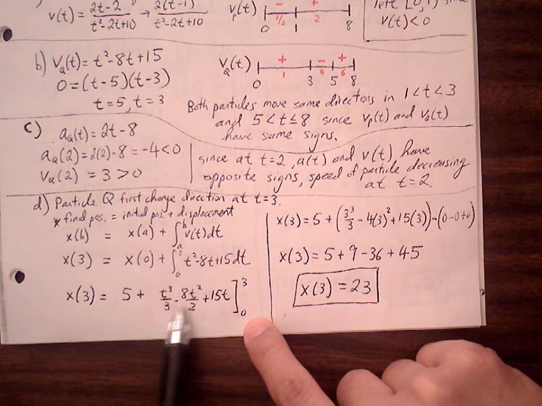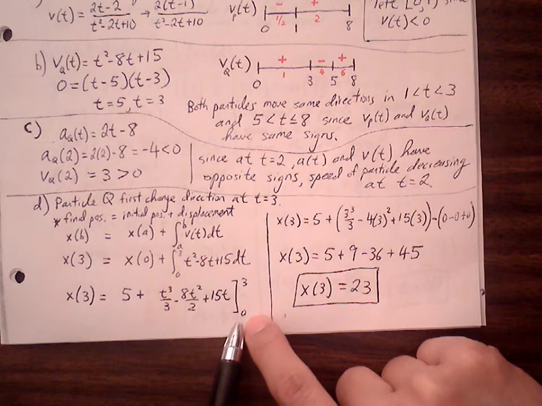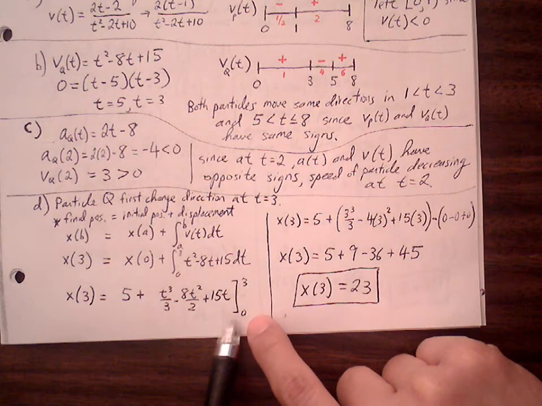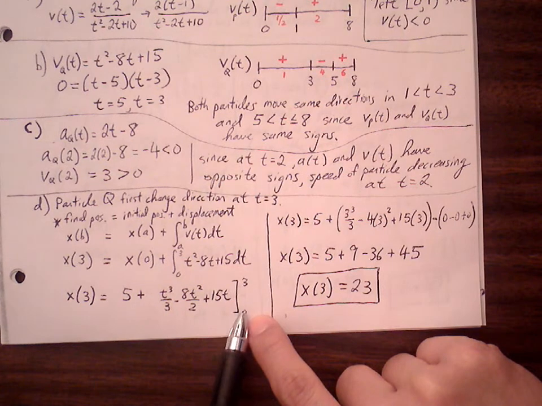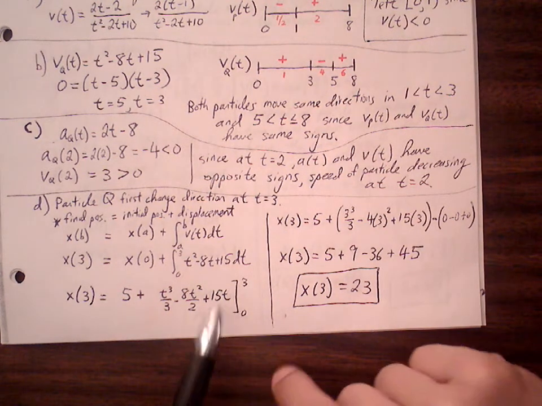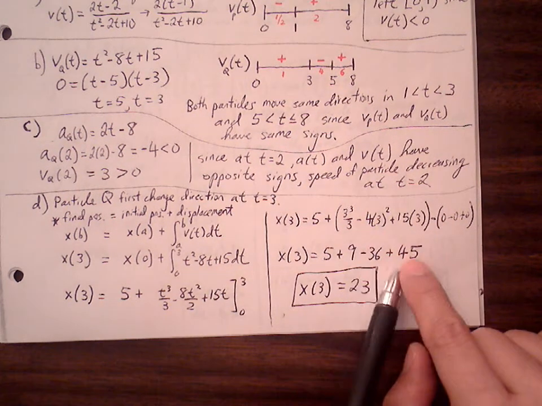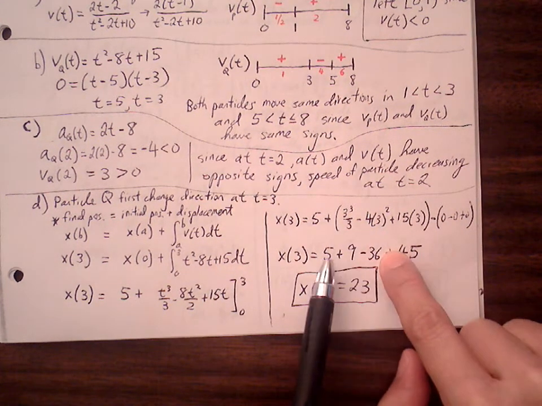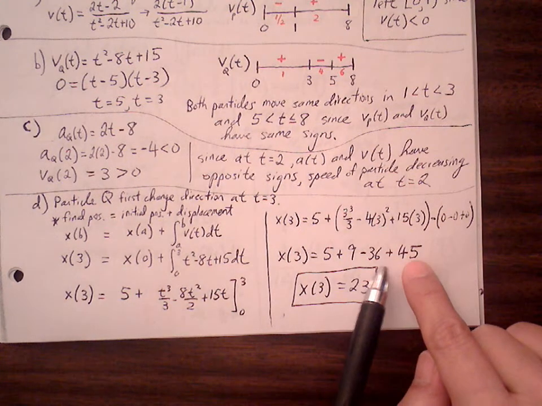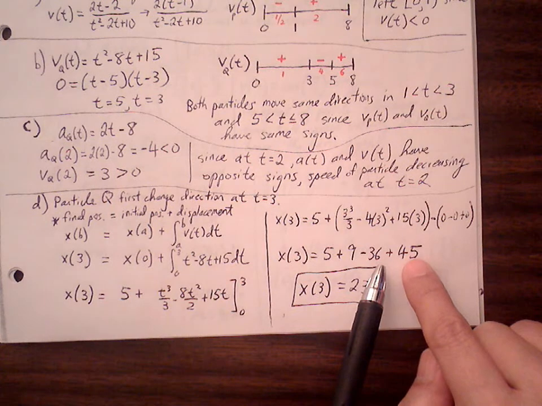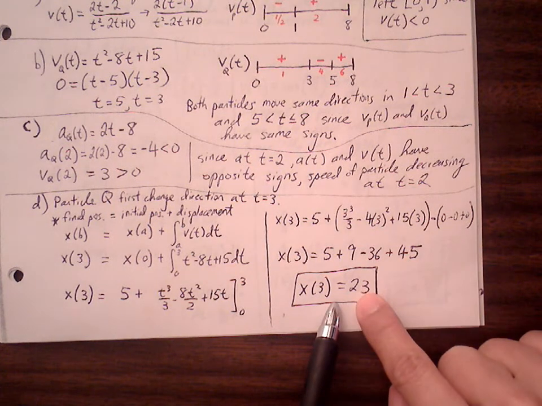In this case, 0 does wipe all these terms out, but not in every problem does 0 necessarily take everything out. So just be careful. Confirm that 0 gives you 0, or if it doesn't, that you're taking the time to plug in. So all these give us 9 minus 36 plus 45. That's the displacement, plus our starting position of 5. And we're going to be able to know where we end up at t equals 3, and we end up at position 23.